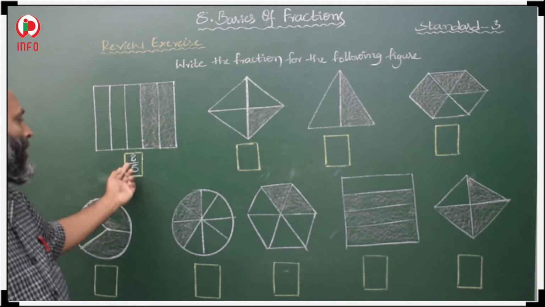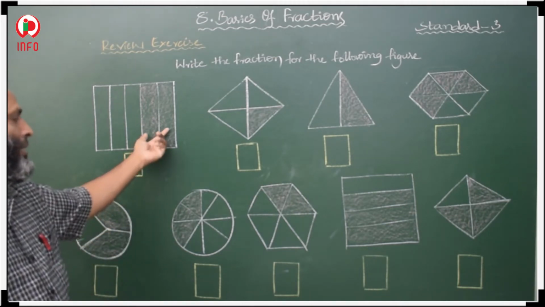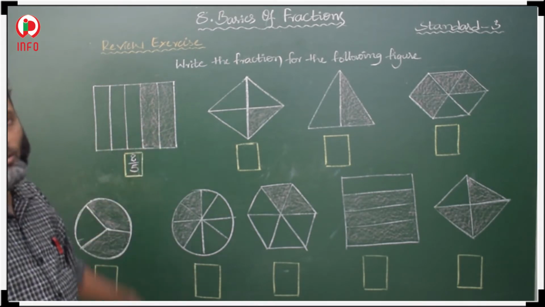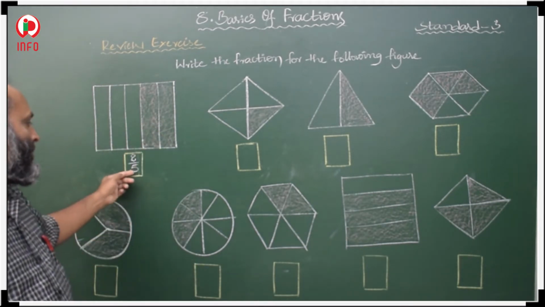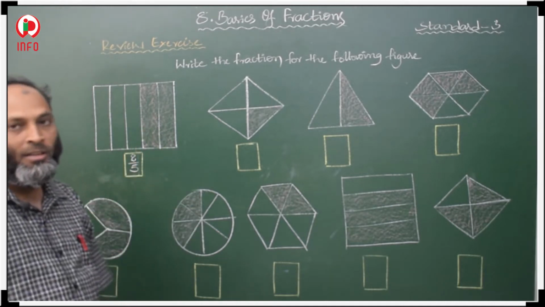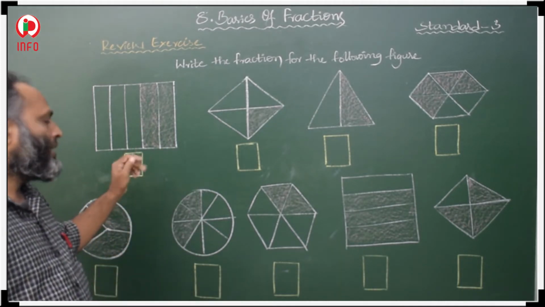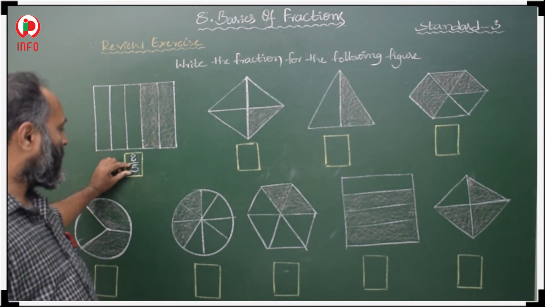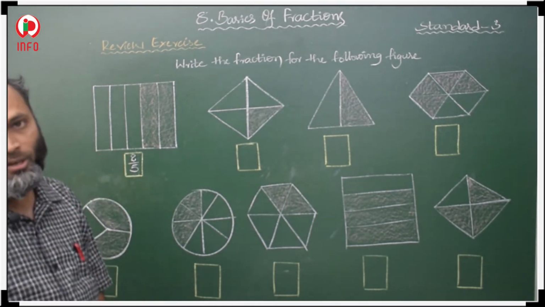What does this 2 represent? How many parts we shaded. And what does this 5 represent? Total 5 parts. In total 5 parts, 2 parts are shaded. The one on top is called the numerator, and the one down is called the denominator.